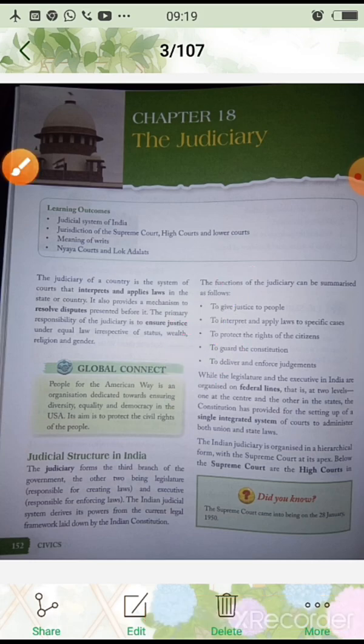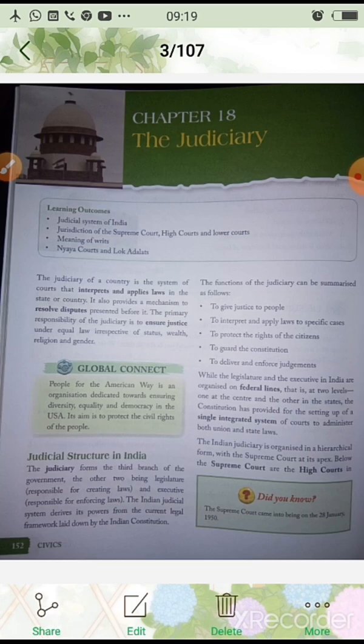Okay, now while the legislature and the executive in India are organized on federal lines, that is at two levels, one at the center and the other in the states, the constitution has provided for the setting up of a single integrated system of courts to administer both union and state laws.